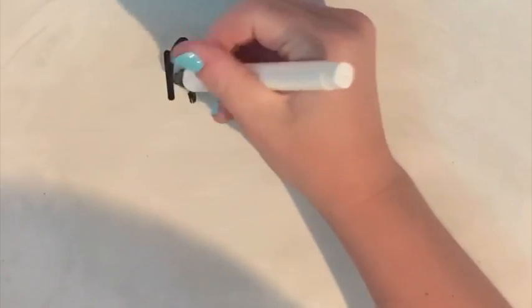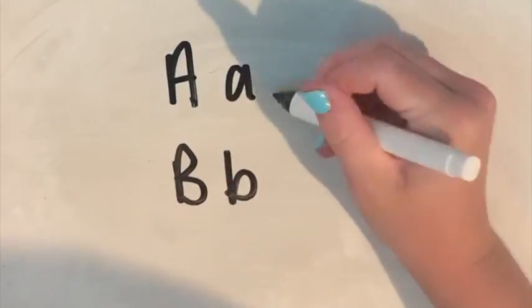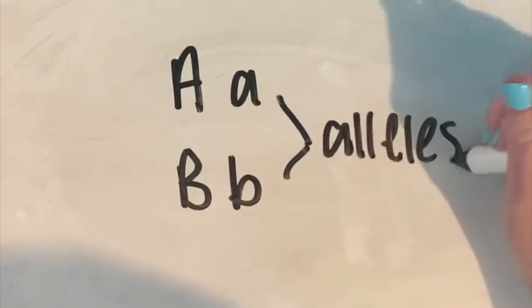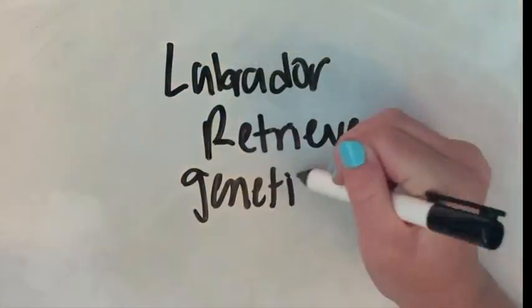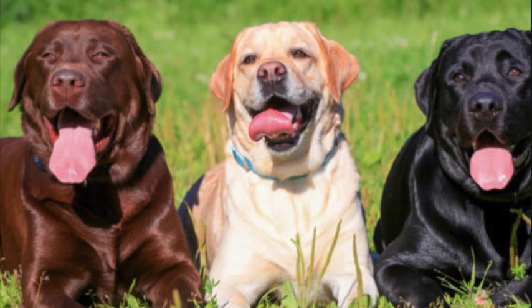To give a better understanding of a few of the words I'll be using, the term allele means what trait is inherited from each parent, and alleles are usually represented as letters. We are going to analyze the genetic inheritance for Labrador retrievers. Labs can either be yellow, black, or chocolate.